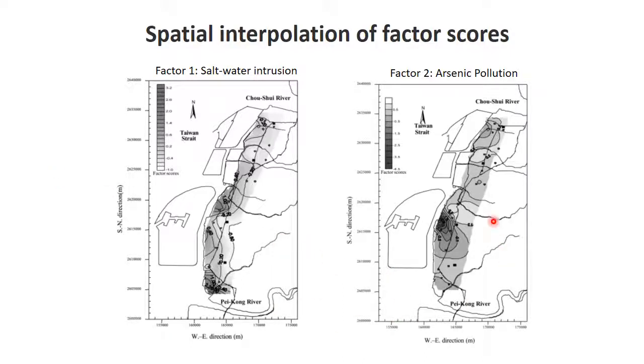What we notice here is indeed that factor 2, which was to do with arsenic pollution, has a high score over here. That's a zone that can be contoured as highly polluted, while seawater intrusion is more prevalent in this area and less prevalent in the area of the saltwater intrusion.